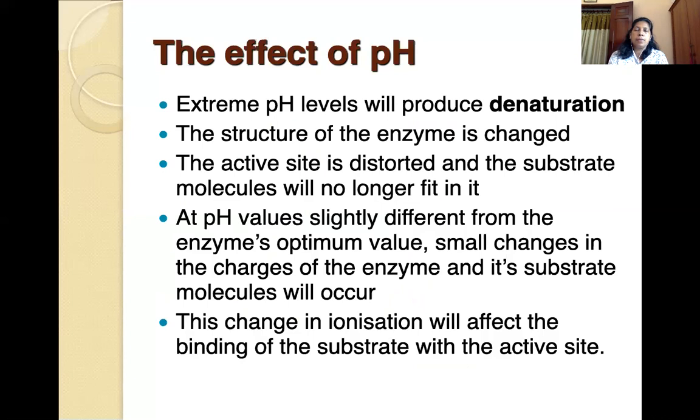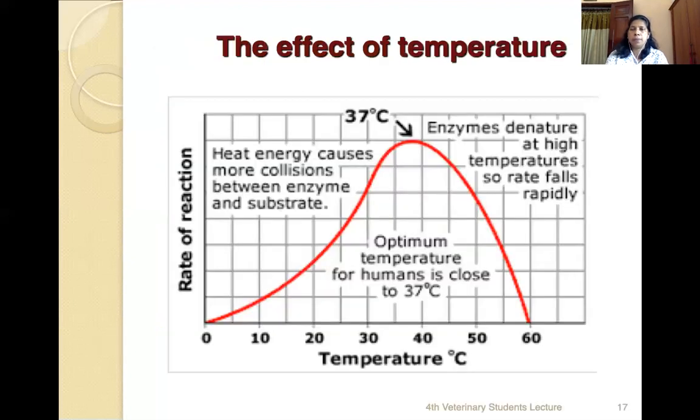At pH values slightly different from the enzyme's optimum value, small changes in the charges of the enzyme and substrate molecules will occur. This change in ionization will affect the binding of the substrate with the active site. Right? Because of the changing pH, the ionization levels will change. Therefore, it affects the binding of the substrate to the active site of the enzyme.